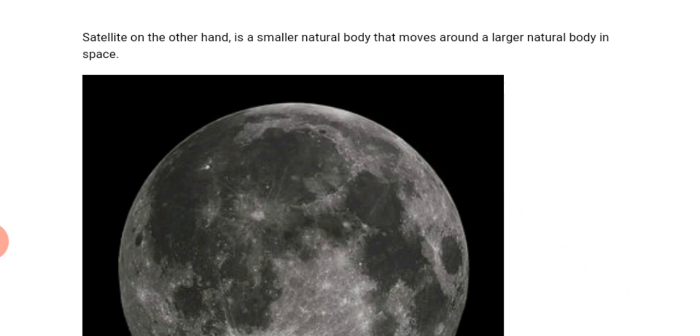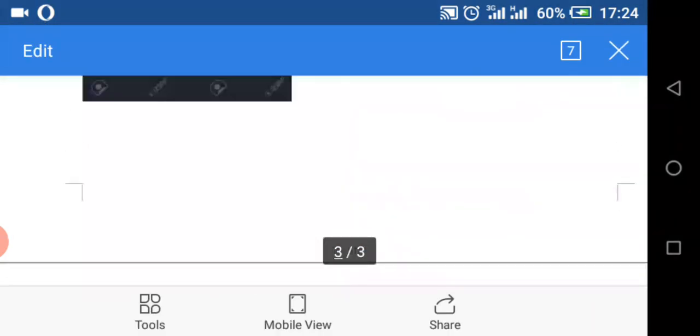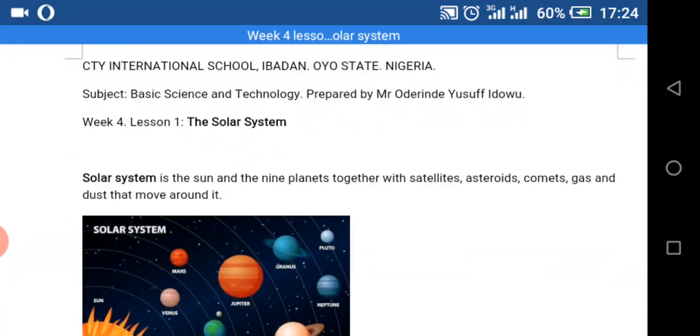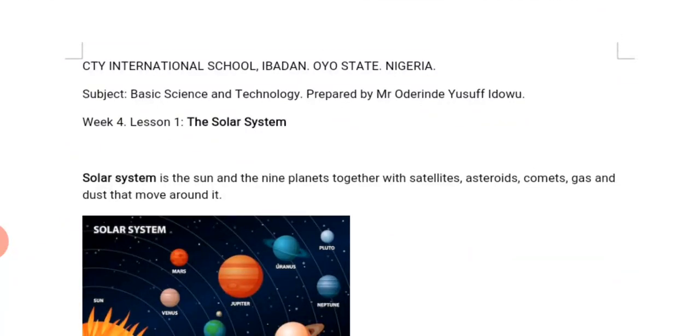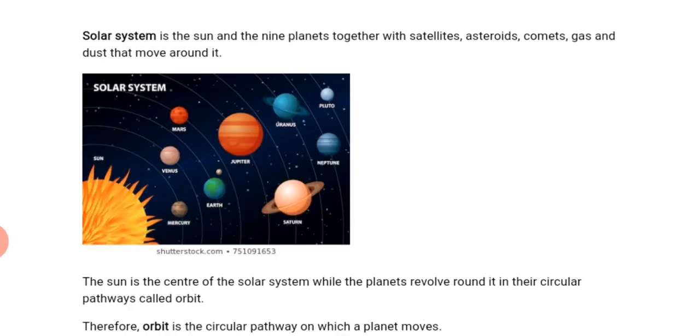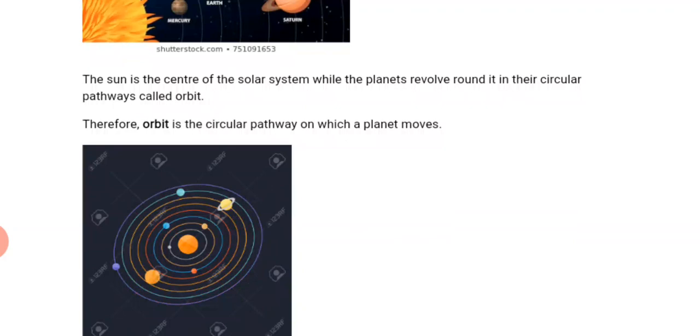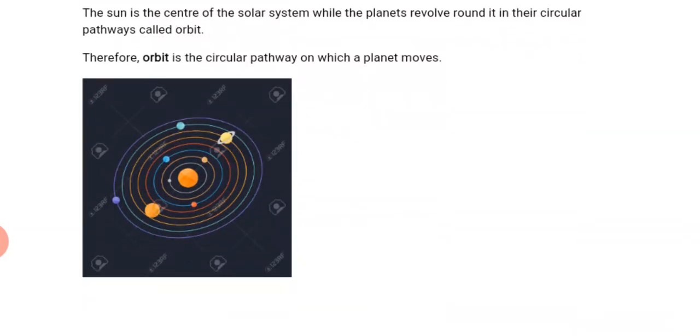With this lecture, we learned that a solar system is the sun and the 9 planets, together with satellites, asteroids, comets, gas, and dust that move around the sun. We told ourselves that the sun is the center of the solar system, while the planets revolve around the sun in their circular path, which is called orbit. The orbit is the circular path on which a planet moves. The picture of such is shown to us, as we can all see.